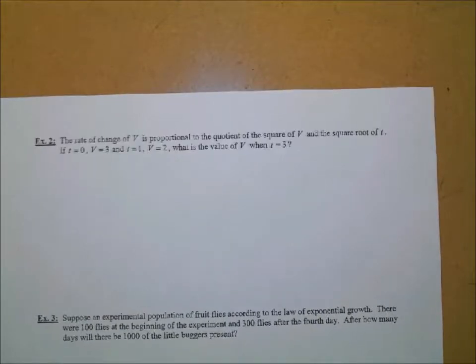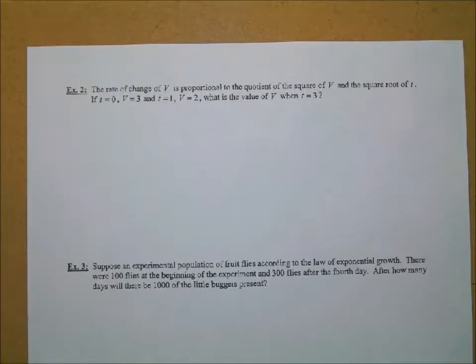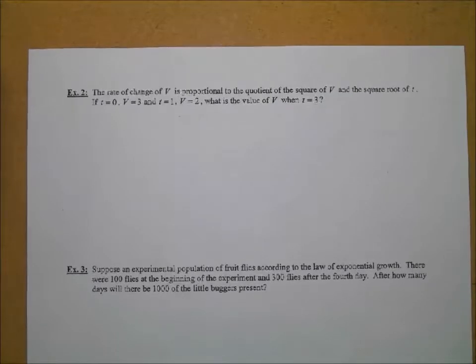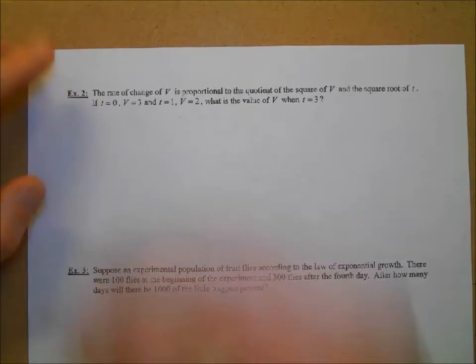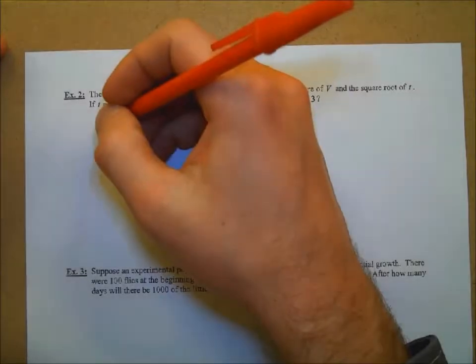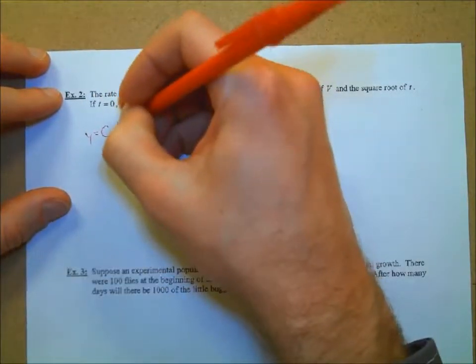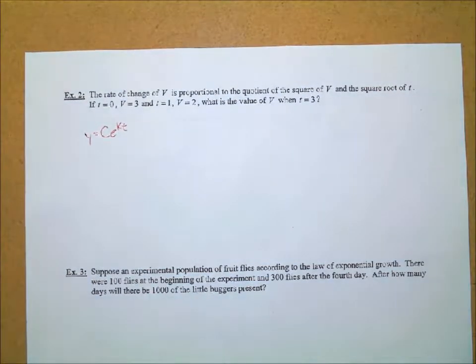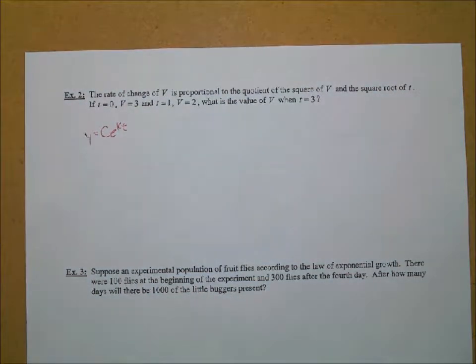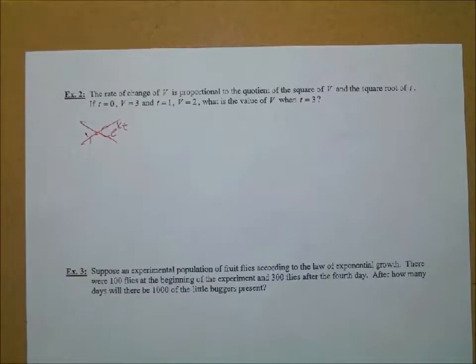Example 2 here. Okay, the rate of change of v is proportional to the quotient of the square of v and the square root of t. Okay, so right. So this is one of those problems. We don't need to solve this differential equation right here, right? We know that this is going to be y equals ce to the kt, right? No, it is not y equals ce to the kt.